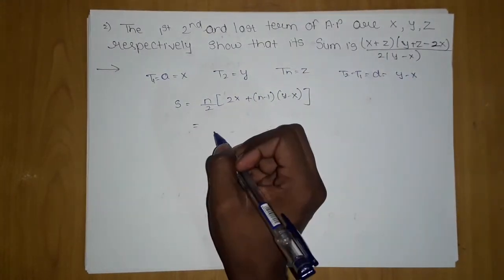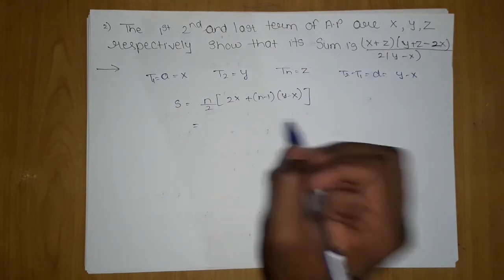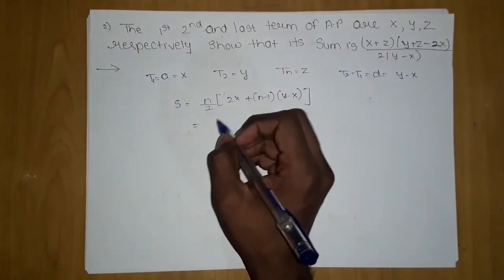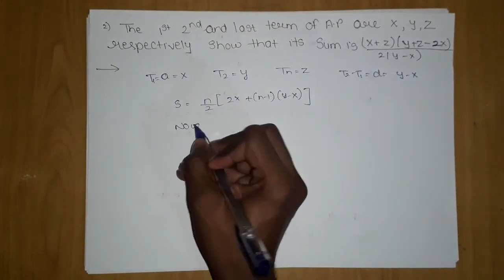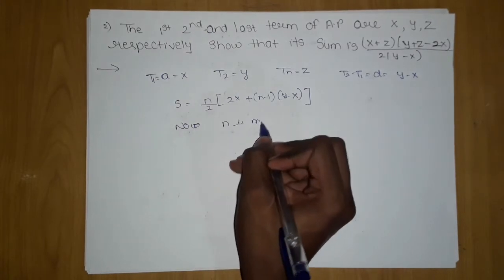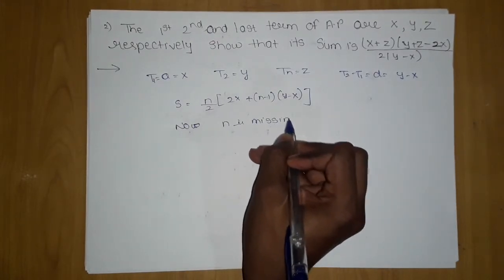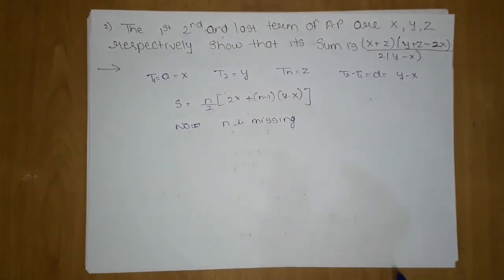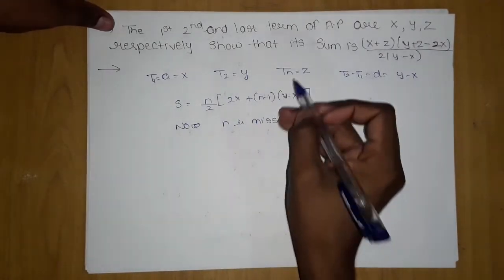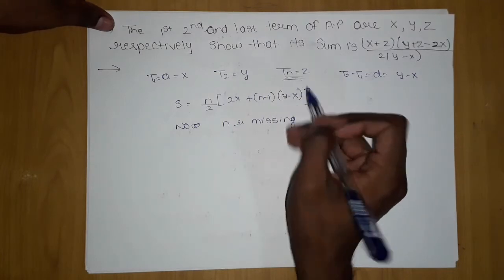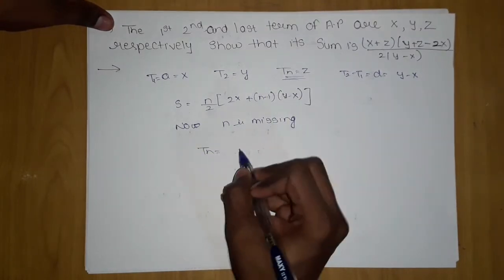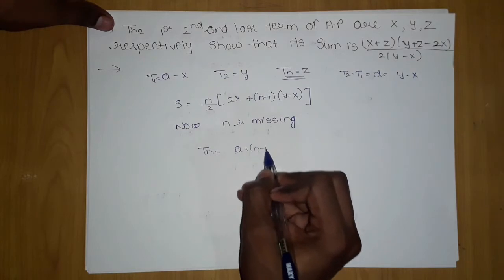Now our job will be completed when we get n. n is missing. So we want to find n. When we applied the formula, we found that n is missing and we need to find it. So how will we find n? Now tn will come into the picture. tn is nothing but a plus n minus 1 into d.